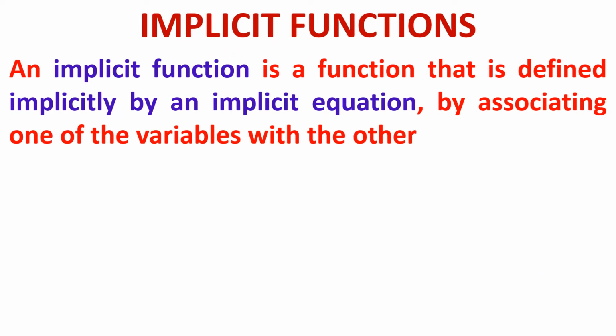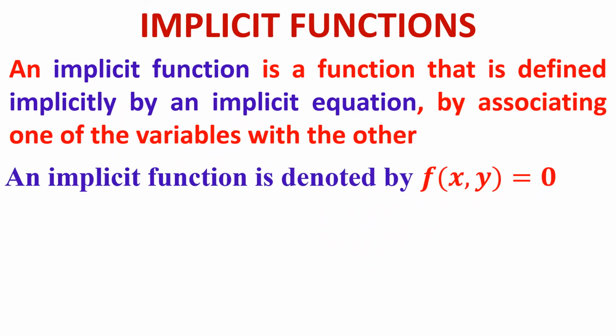An implicit function is a function that is defined implicitly by an implicit equation, by associating one of the variables with the other. An implicit function is denoted by f of x comma y is equal to 0. There we wrote y is equal to f of x: left hand side y, right hand side a function made up of x. Here it will be a mixture of x and y. But we call it an implicit equation.